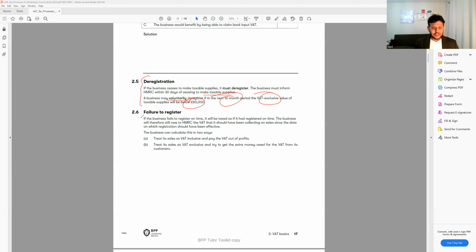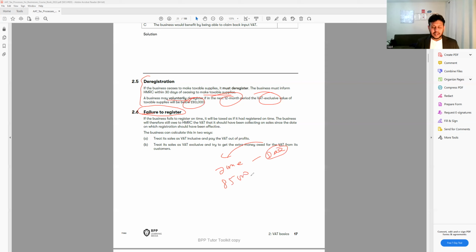Failure to register. If you don't register on time, for example, you're supposed to register in June, but you remember in December, like, oh, I was supposed to register in June, but I forgot. I reached the threshold in June. So what will you do? In June, maybe you reached the threshold of 85, but you only find it out in December.